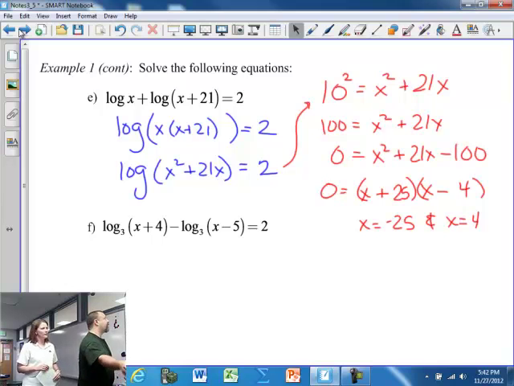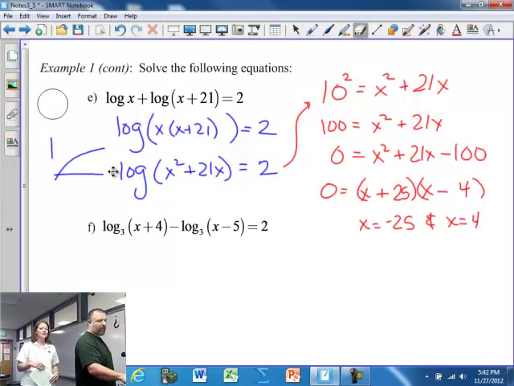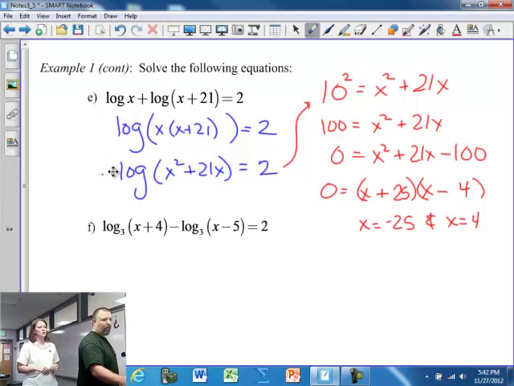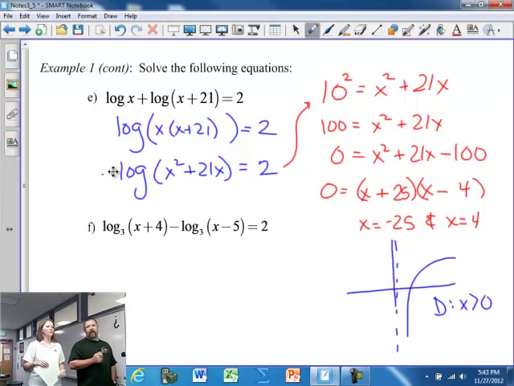And the most important thing, if you think about the graph of a logarithm, a logarithm graph always has that vertical asymptote along the y-axis. Notice that the domain has got to be from 0 to infinity. Anything more than 0. You can never input a negative into a logarithm.